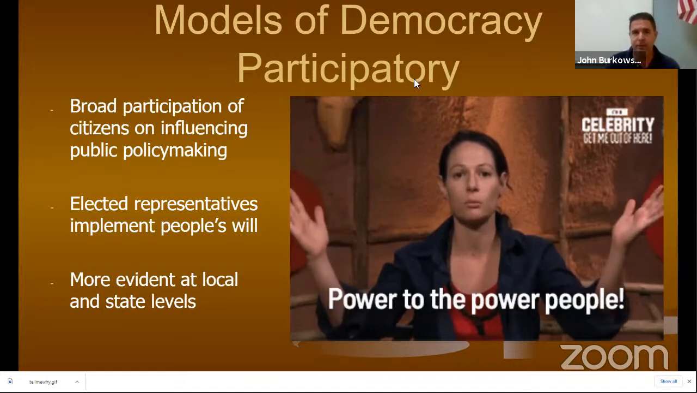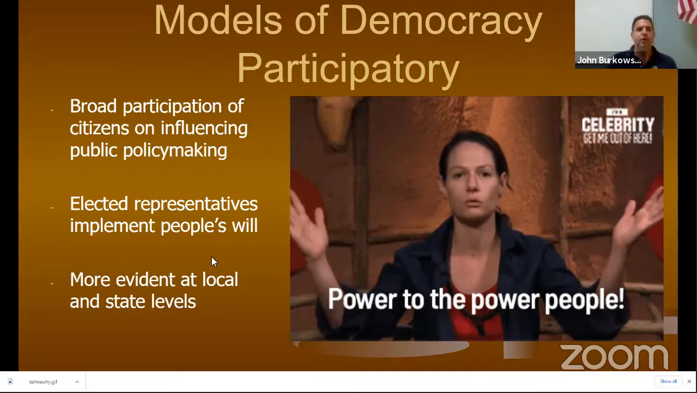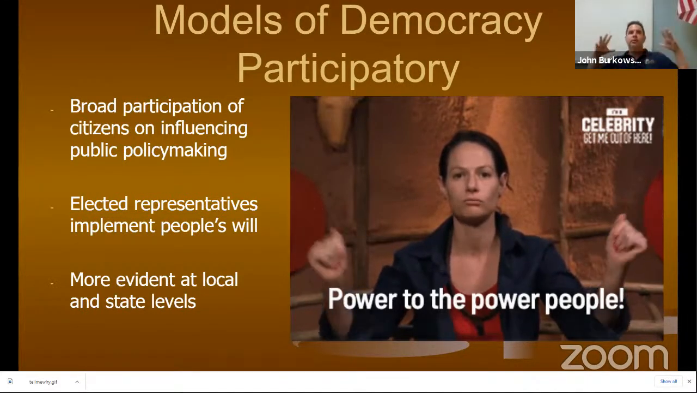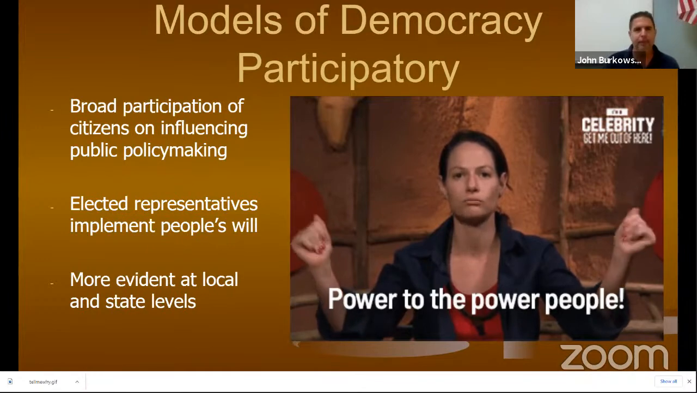So with the participatory model of democracy, you get broad participation from the citizens. The citizens have not necessarily a direct democracy, but more of a direct influence, choosing their representatives, having a more direct choice on representatives who then make the public policy, who are then more responsive to the people's interests. They'll implement the people's will. Participatory democracy in our American political system is definitely much more evident at the local and state levels. At the federal level, the federal government's a little distant from the people in regards to its structure and institutions. You see this more here, referendums and initiatives at the local and state levels.